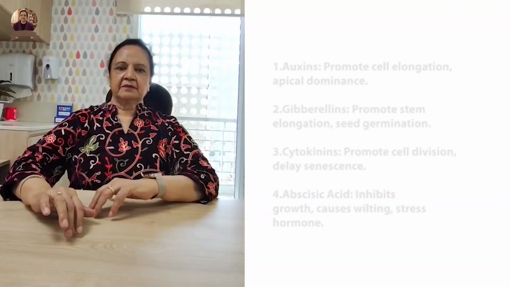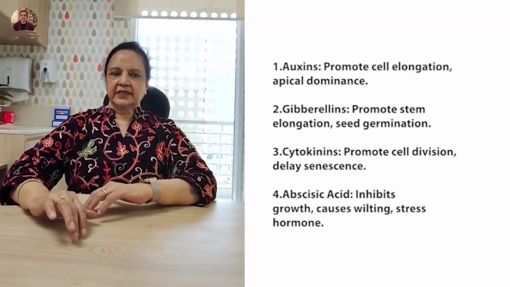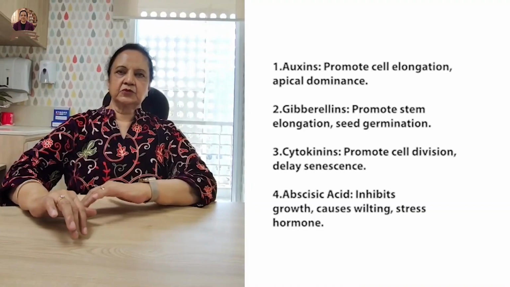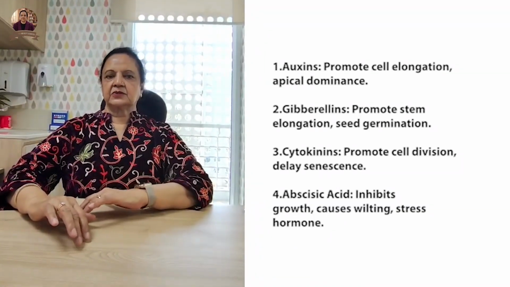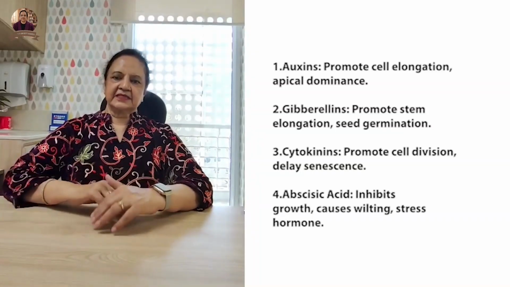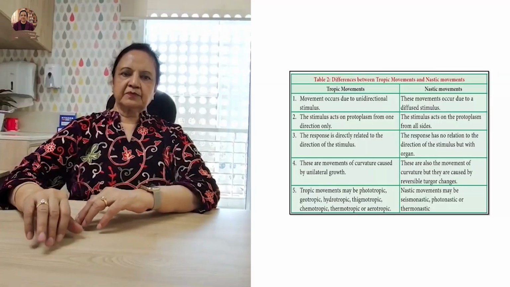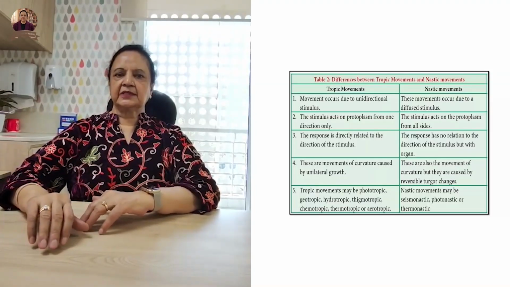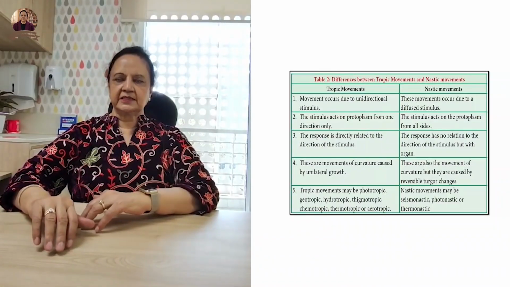Phytohormones are the chemical messengers in plants. Auxins are made at the shoot tip and cause phototropism. Gibberellins can make dwarf plants grow tall. Abscisic acid closes stomata during water stress. Tropic movements are due to differential growth, while nastic movements are due to changes in the turgor pressure.